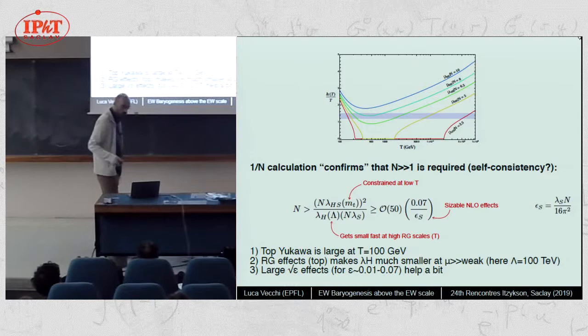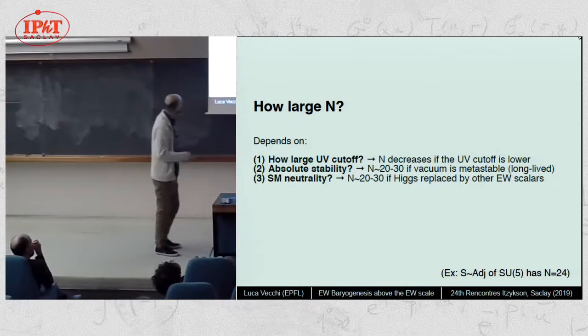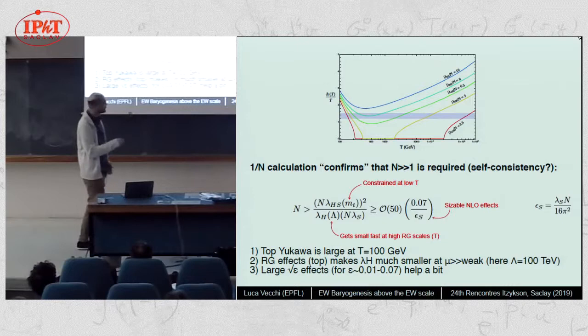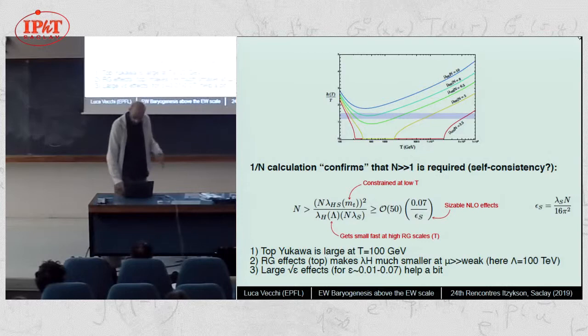Let me comment on that. How large does n need to be? As I told you already, this depends on how large your cutoff is. In the plot that we have seen before, this number 50 here is for the case in which the cutoff is very large, the largest we could get, something like 100 TeV or 1,000 TeV. But of course, if it's a few TeV, the situation is much better.